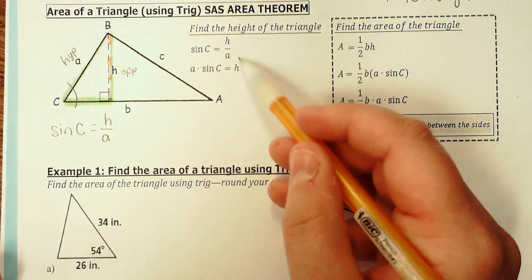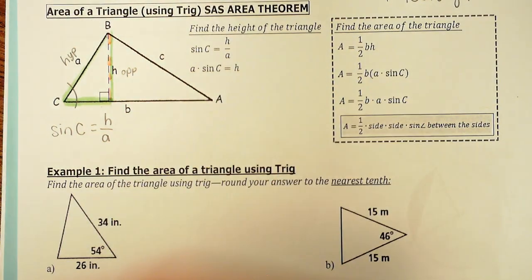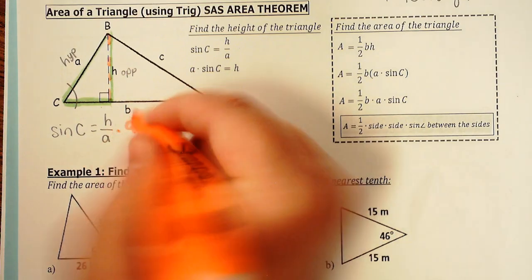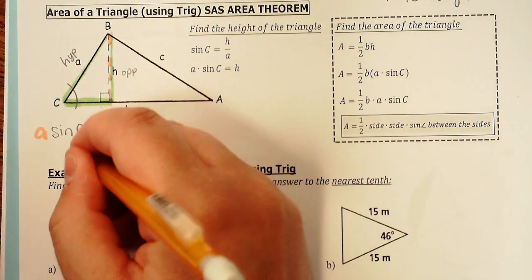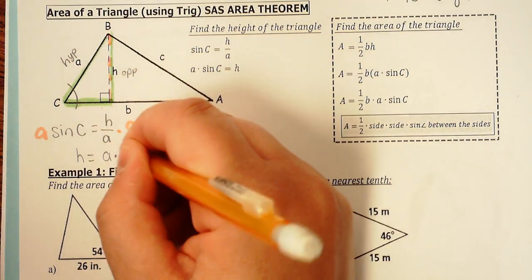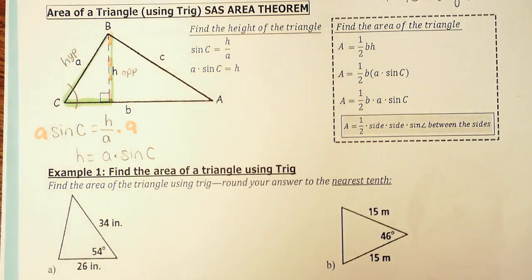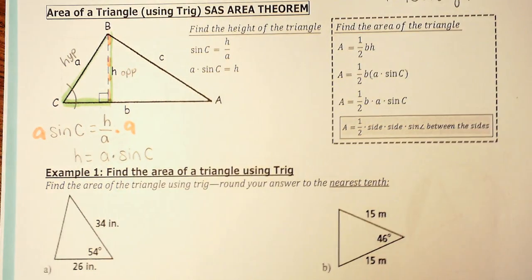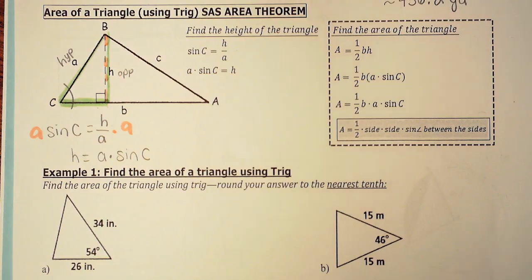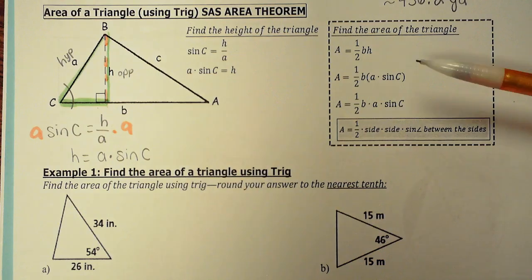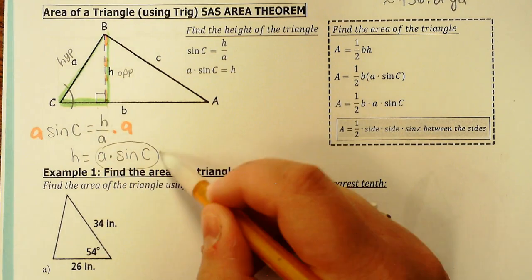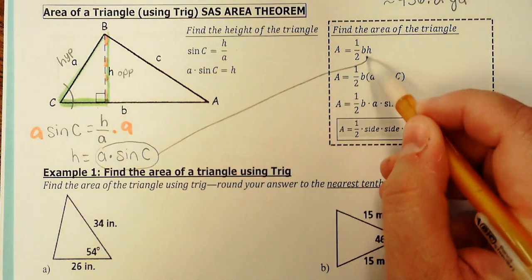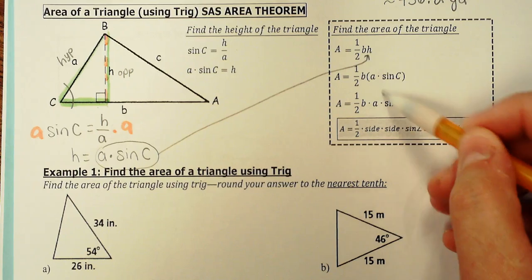And then what's going on in this problem, I'm just going to get the height by itself real quick. And to do that, we would multiply both sides by A. So you're going to see this over here, but the height would be A times the sine of C. Okay, so I call this the side angle side area theorem. It's not technically called that, it's just to help me remember. But what they're going to do is they're going to substitute this in for the height in the area formula, and you guys will see it like this.